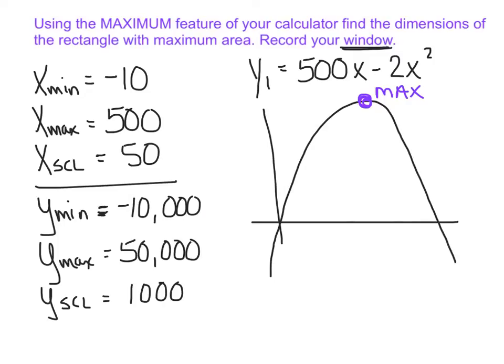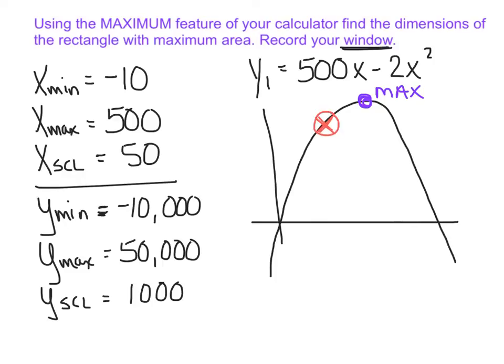Again, I'm going to hit the trace button, but it's actually the blue letters above trace. I'm going to the calculate menu, so I'm hitting second calc or second trace. I'm using choice 4. The calculator is going to ask me to set a left bound. I'm going to establish my left bound in this vicinity right here.